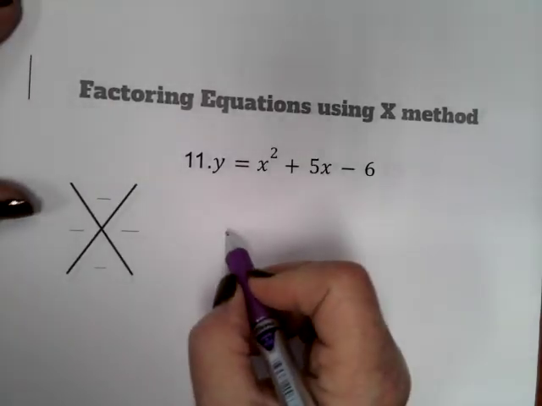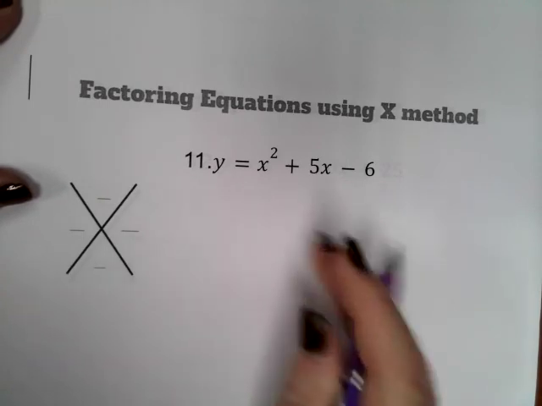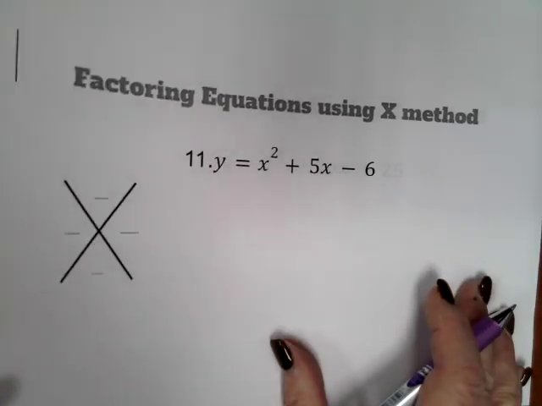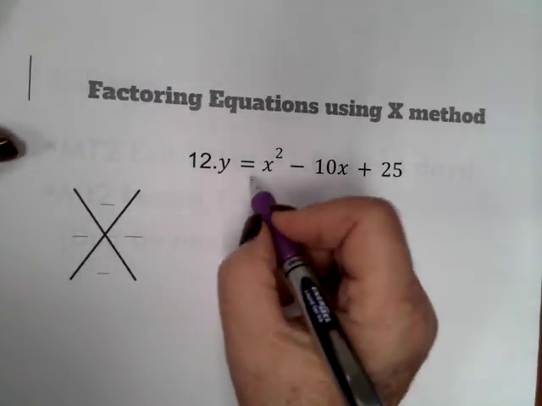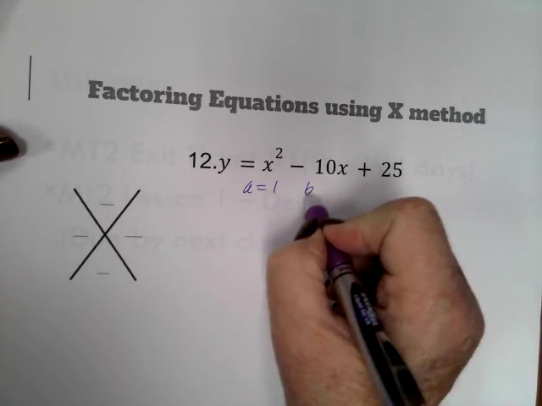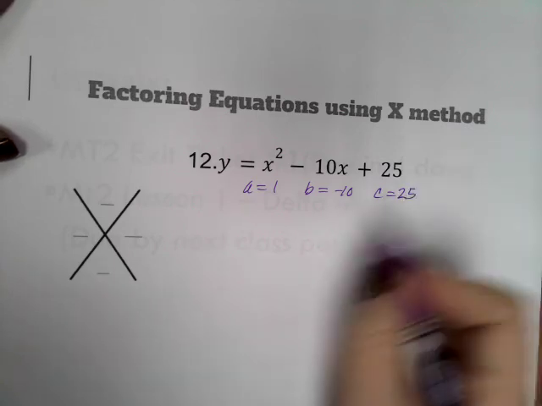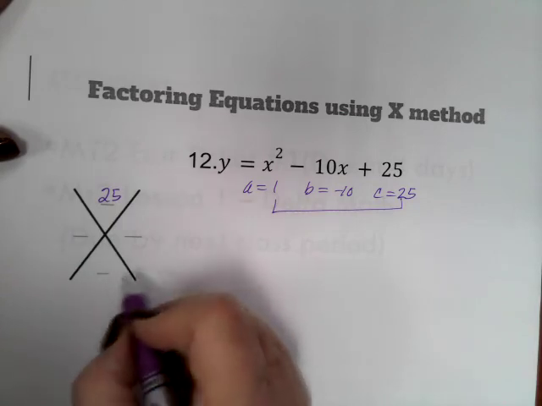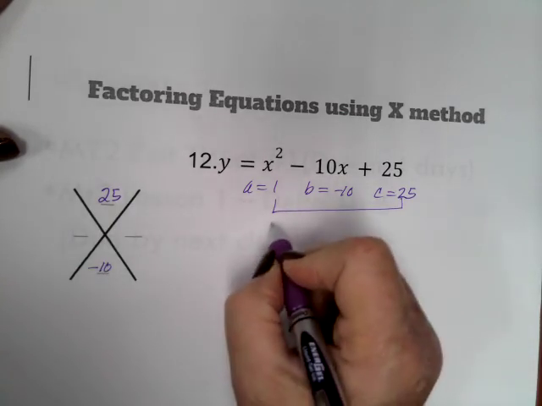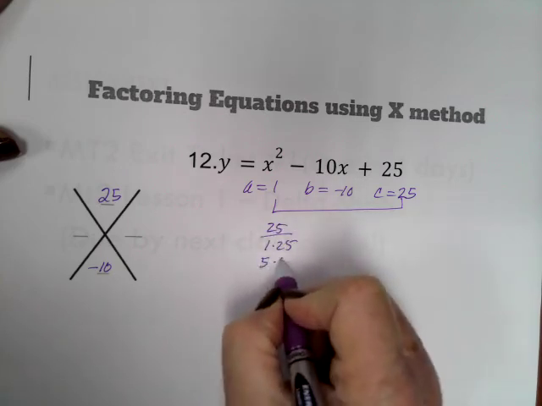Okay? All right. I believe this one is a repeat of the one we just did. So let's skip it. Let's go to this one. All right, A is 1, B is -10, and C is 25. Okay, so 25 is going to go here because it's 1 times 25. This will be -10.